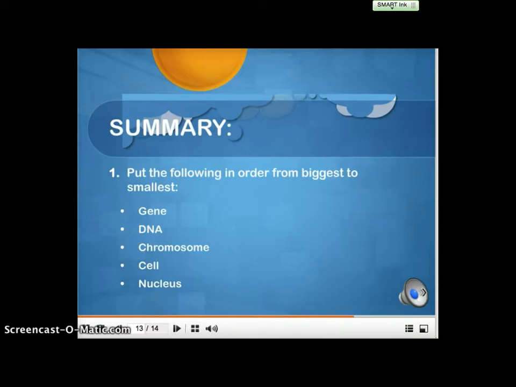Summary. Put the following in order from biggest to smallest. I'll give you a minute to think about this. Wow, that was a great answer. Hopefully it's right. Here's the correct order from biggest to smallest. Cell, nucleus, chromosome, gene, DNA. Did you get it right?